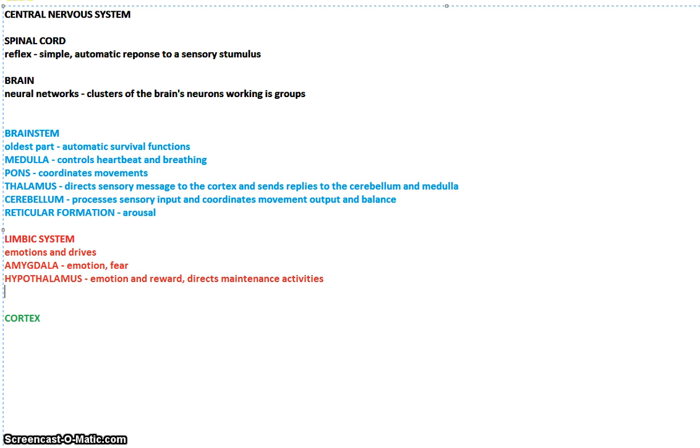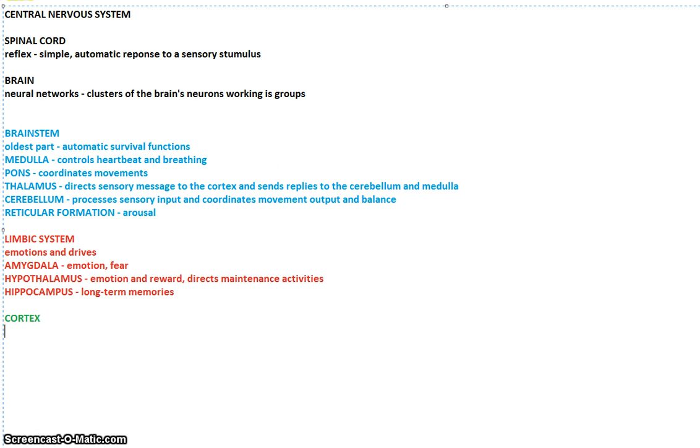And then finally you have the hippocampus. The hippocampus is going to be in charge of long-term memories. And so why is this in the limbic system? Well, if you think about it, a lot of long-term memories are there because they have some sort of emotional component to them. So that is why the hippocampus is still part of this limbic system.